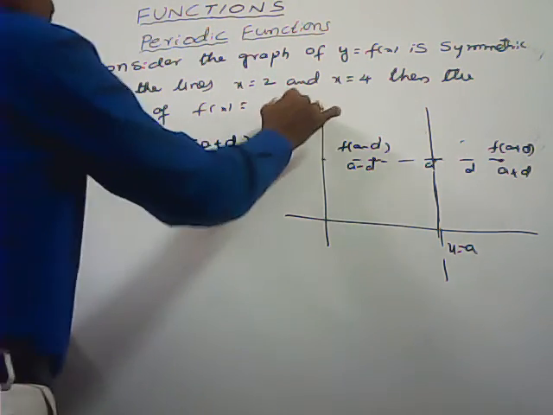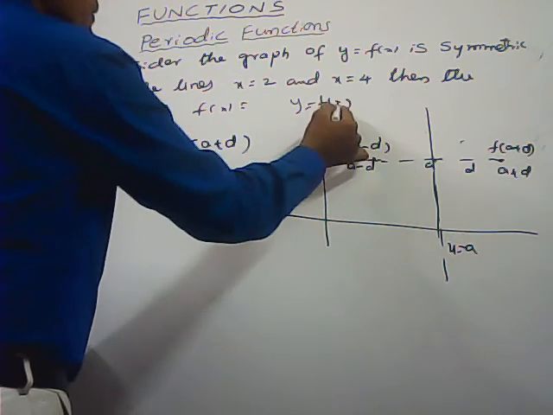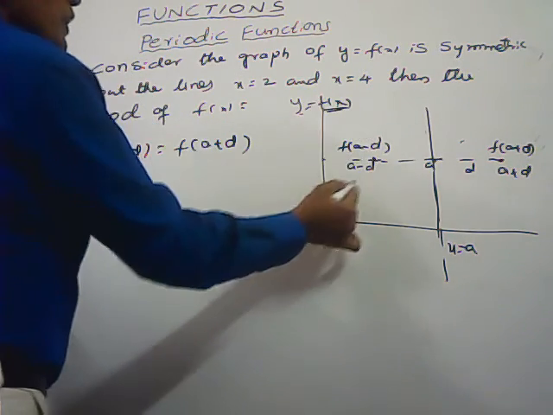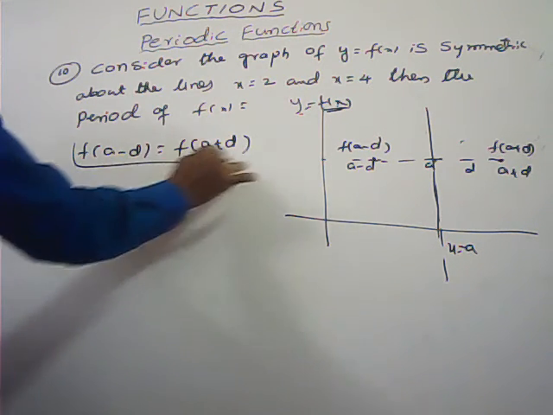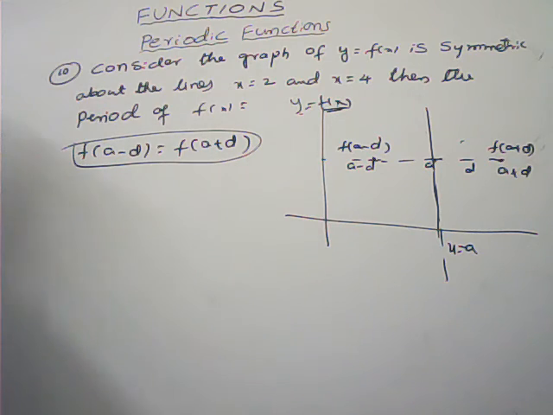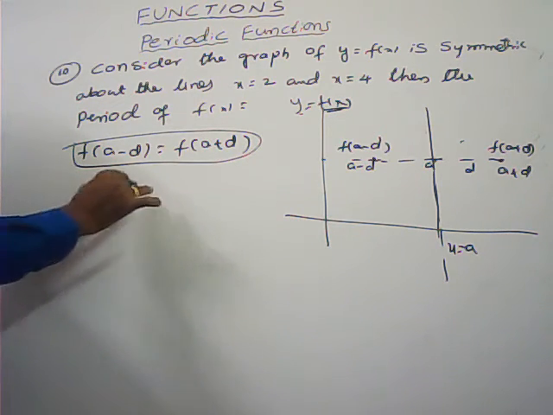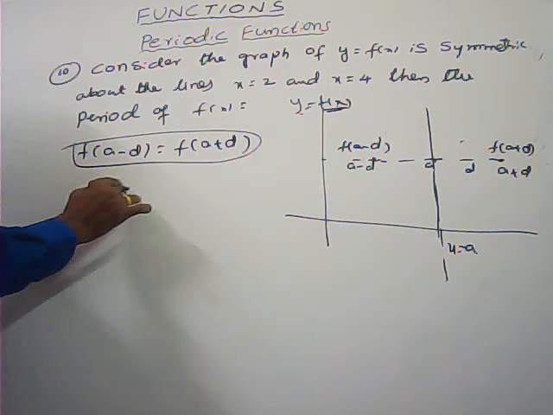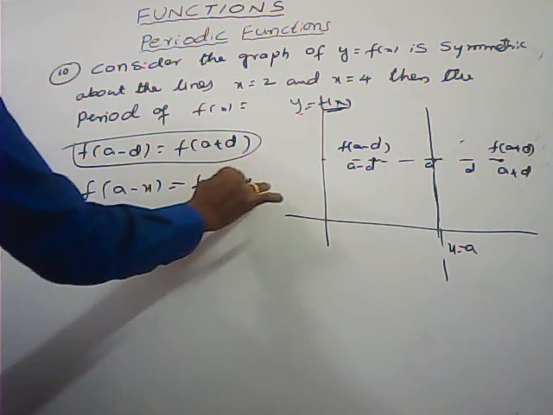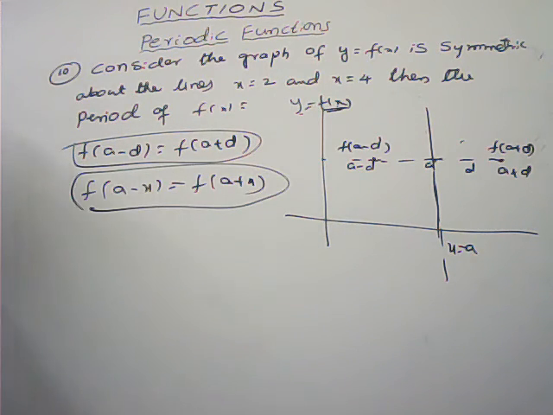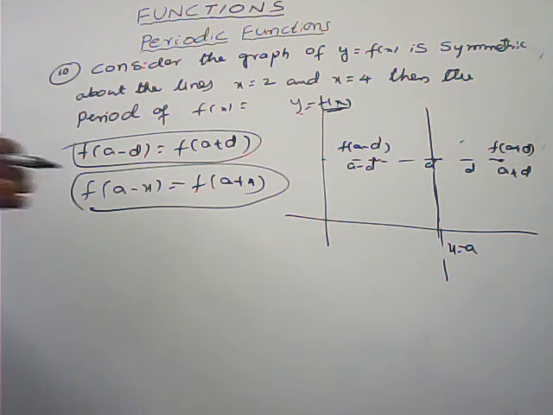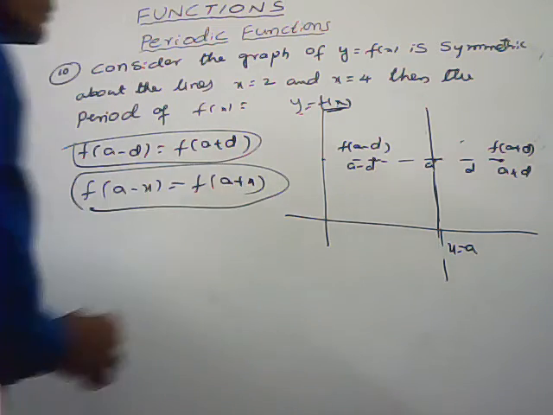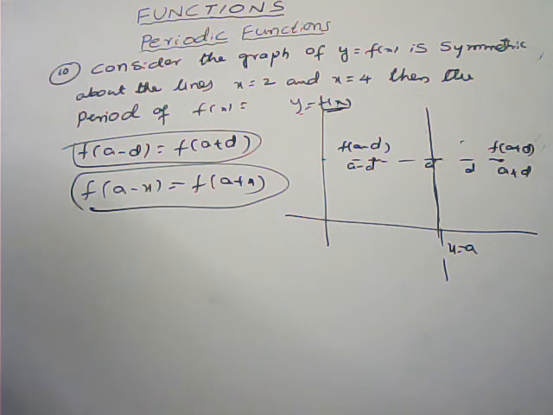Here y equals f of x. If I take x equals a plus d, y equals f of a plus d, and if I take x equals a minus d, y equals f of a minus d. So f of a minus d equals f of a plus d. This is for the particular distance I have taken. Otherwise, for x belonging to R, you can take anything: f of a minus x equals f of a plus x, you can also write. For a particular distance I am taking d only, but here x can be anything. Right-hand side and left-hand side are of the same type.